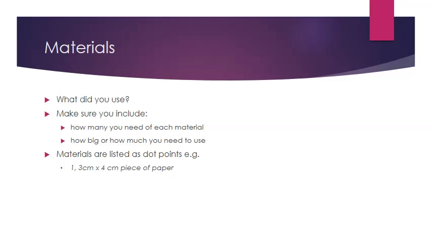Here's an example of a materials listed with a quantity, 1, and then the size, 3 centimetres by 4 centimetres. And what is it? It's a piece of paper.